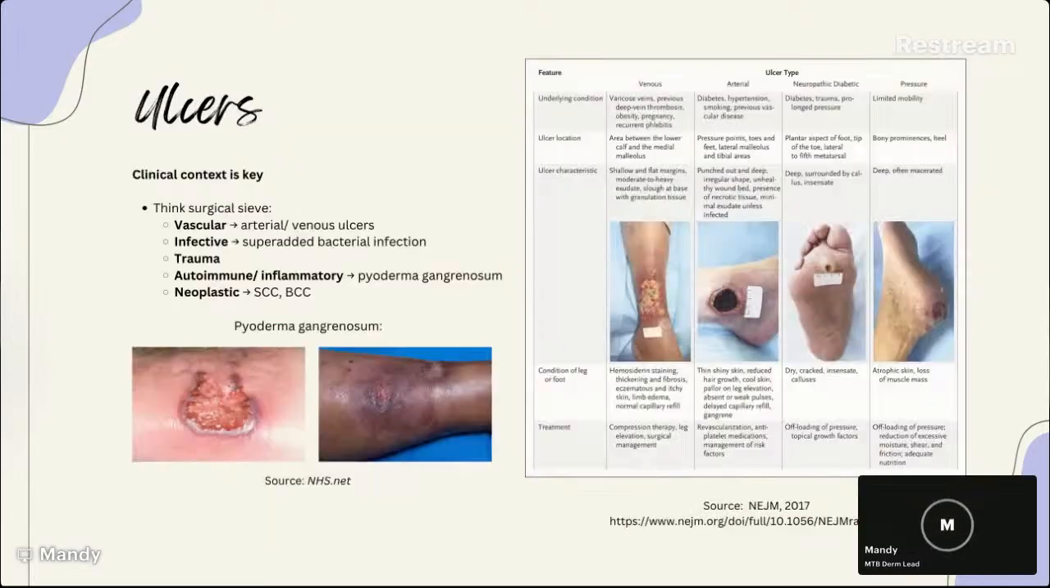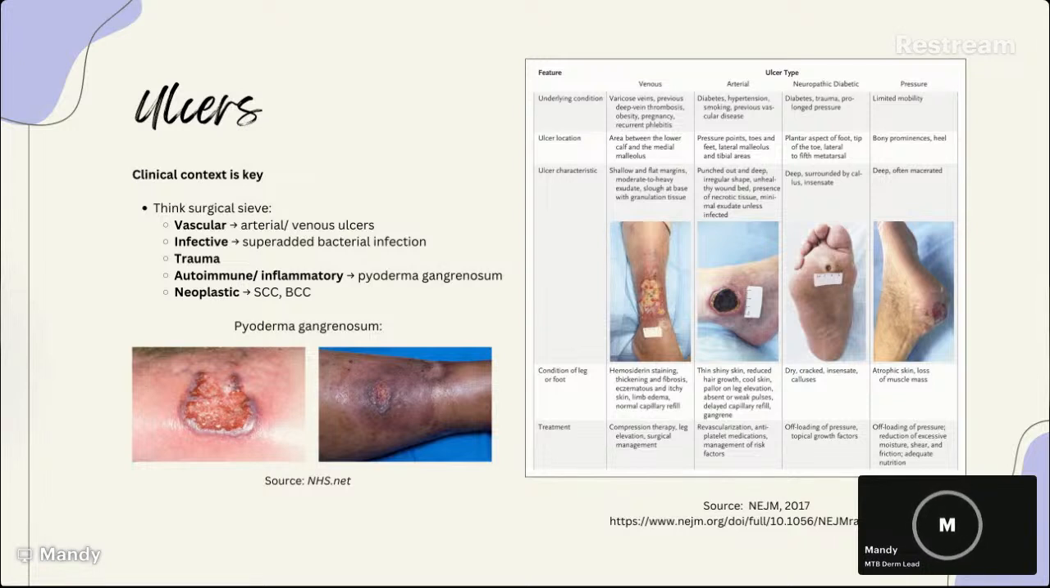Okay. So if there's any questions, please let me know. But the questions ranging from that patient we had with the venous ulcers all the way through to the patients that we saw with BCC and SCC would be that, of course, sometimes our patients can come in with what we think is an ulcer, but the clinical context is really, really key. So think about your surgical sieve. Think about the different causes and potential underlying etiologies for ulcers that we can see that come through the door.